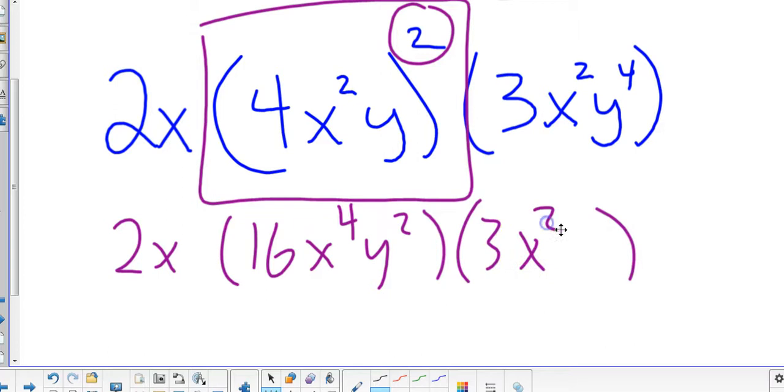And then 3x squared y to the fourth. And now it's all multiplication. So now I've got 2 times x times 16 times x to the fourth times y to the second times 3 times x squared times y to the fourth. And I can multiply them in whatever order I want. Commutative property, I would multiply the coefficients first. And 6 times 16 is 96. x times x to the fourth times x to the second is x to the seventh. And oh boy.